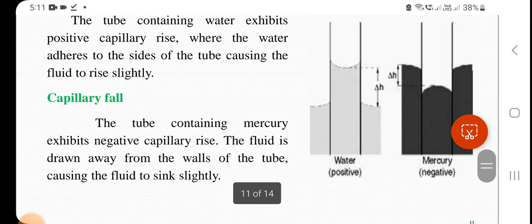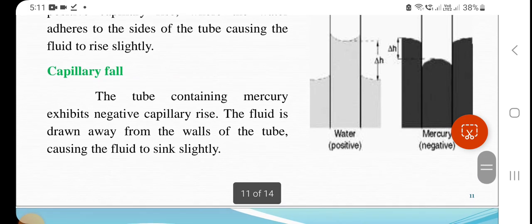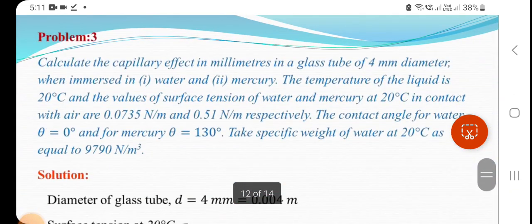From the figure you can see the water is filled in a beaker and a tube is inserted, so that we can see there is some rise in the fluid. That rise is called capillary rise. And if a beaker is filled with mercury, then a capillary fall is formed.